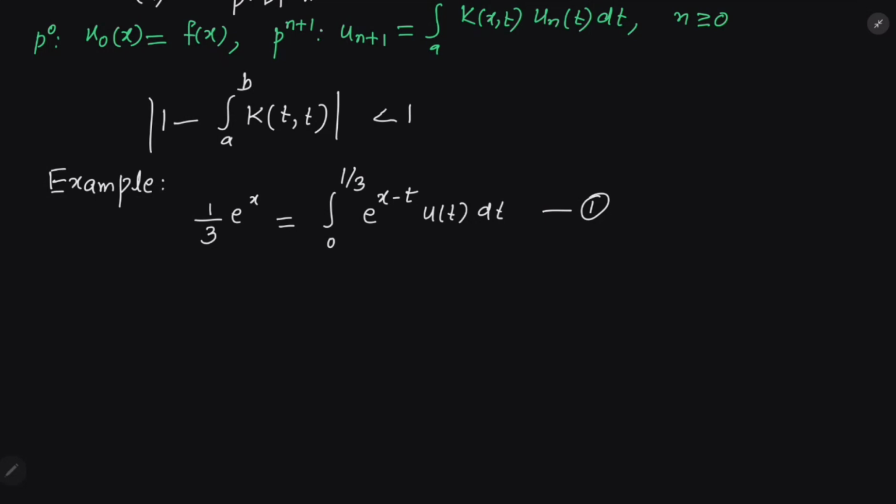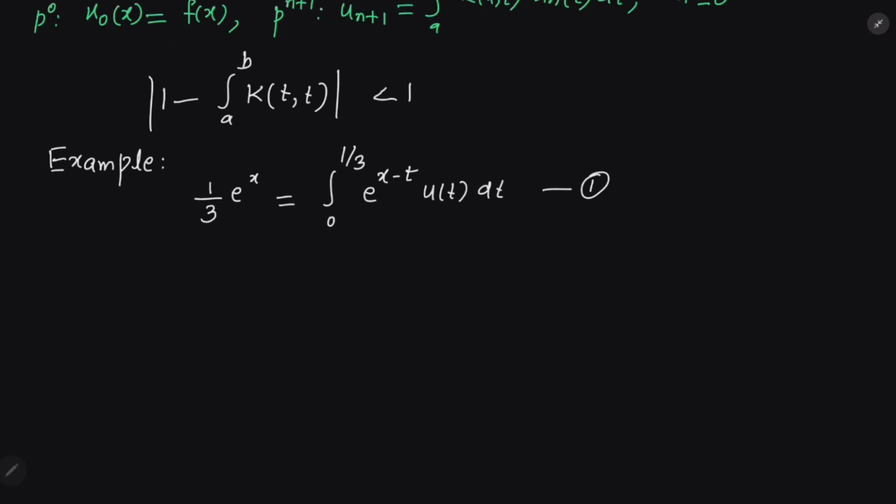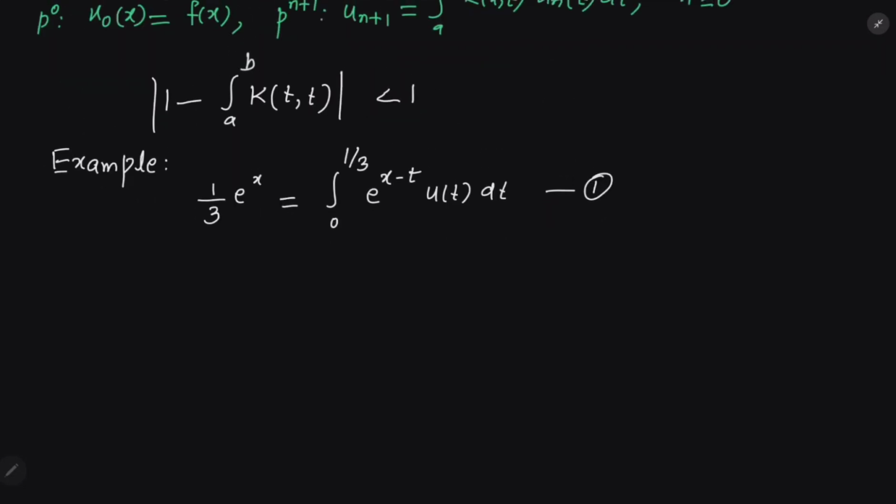First, I need to check whether this will converge or not. So first we need to check this inequality. To find this inequality, I need K(t,t). What is the kernel over here? Here the kernel is e raised to power x minus t, and K(t,t) will be equal to 1.